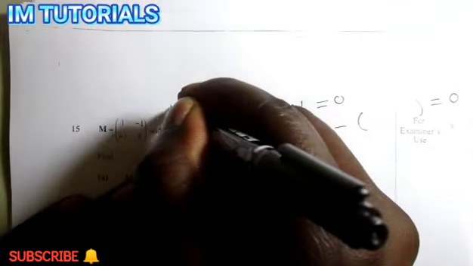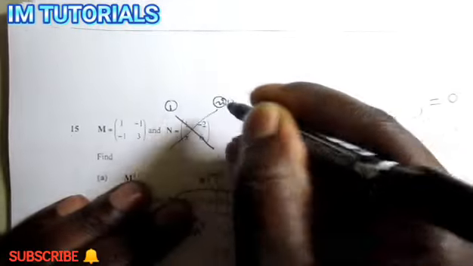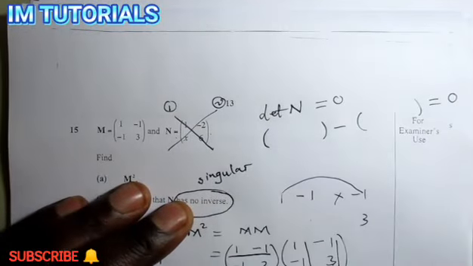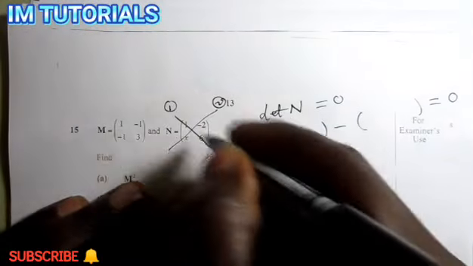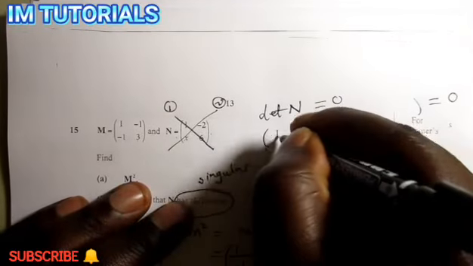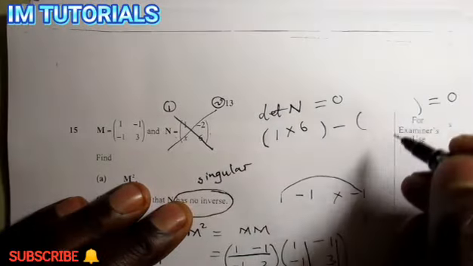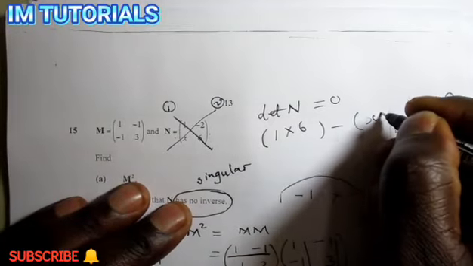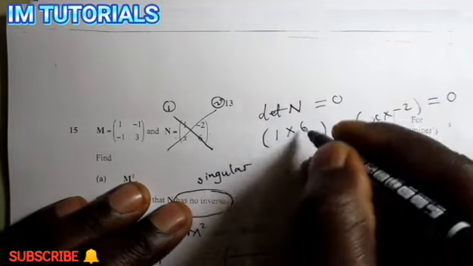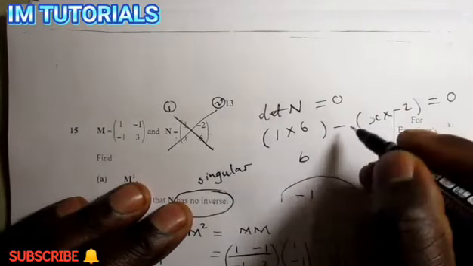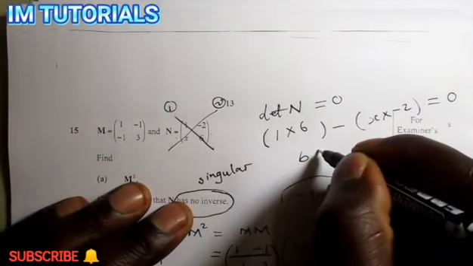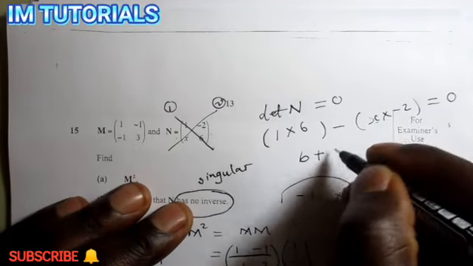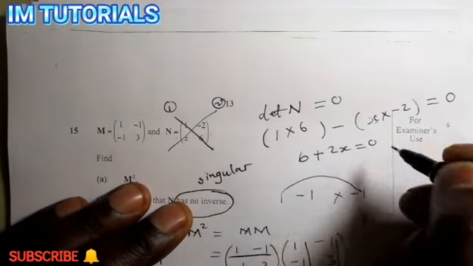I hope you are following. So this is branch 1 and this is branch 2. In the first bracket, you put the product of the terms in branch 1. So you have 1 times 6 here. Then in the second bracket, you multiply the terms in branch 2, which is x times minus 2. So 1 times 6, you get 6. Then minus times minus, you get plus. X times 2, you get 2x is equal to 0.